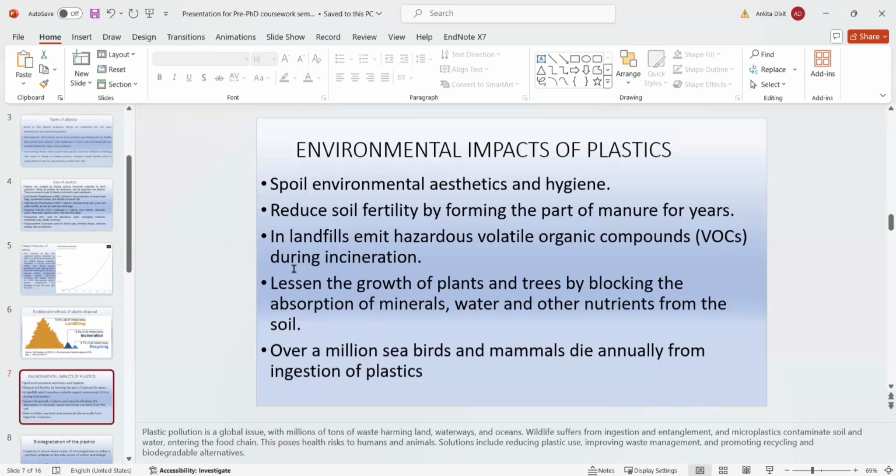So what are the environmental impacts of plastic? As we see, a huge amount of plastic is produced globally, and we use it in our daily life.